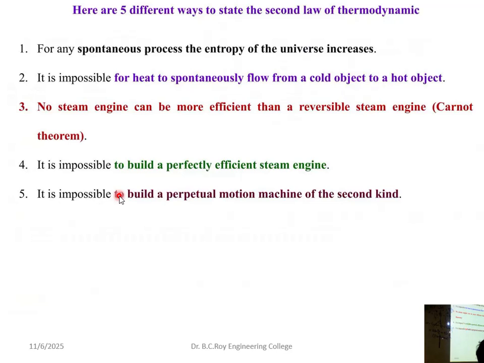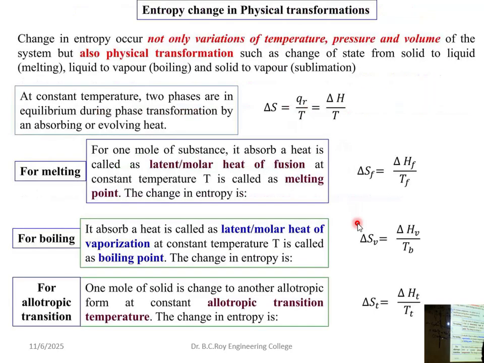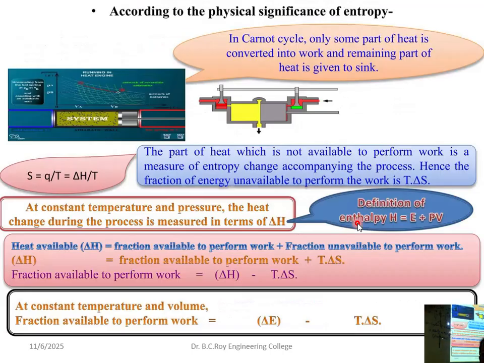100% efficiency is never possible. It is impossible to build a perfectly efficient steam engine or heat engine. No steam engine can be more efficient than a reversible steam engine. It is impossible to build a perpetual motion machine. All these are second law statements. Entropy change calculation I have already shown you on the board.